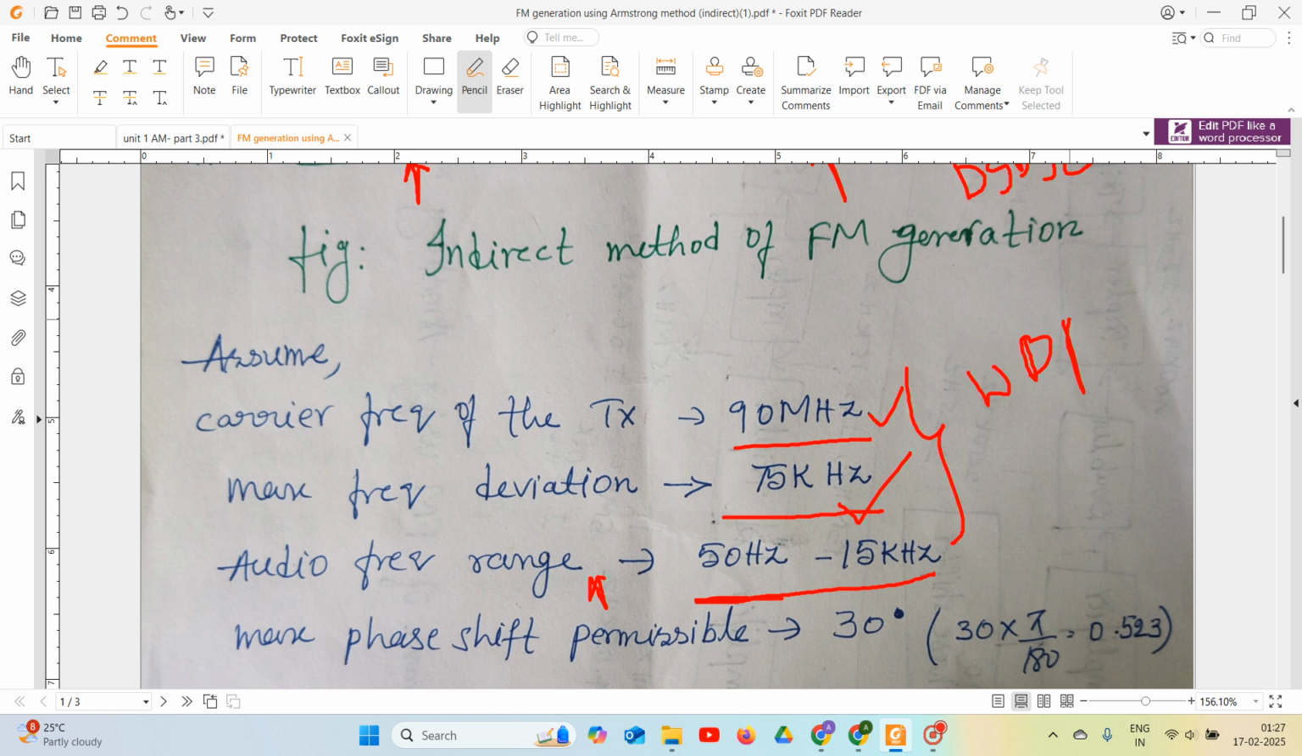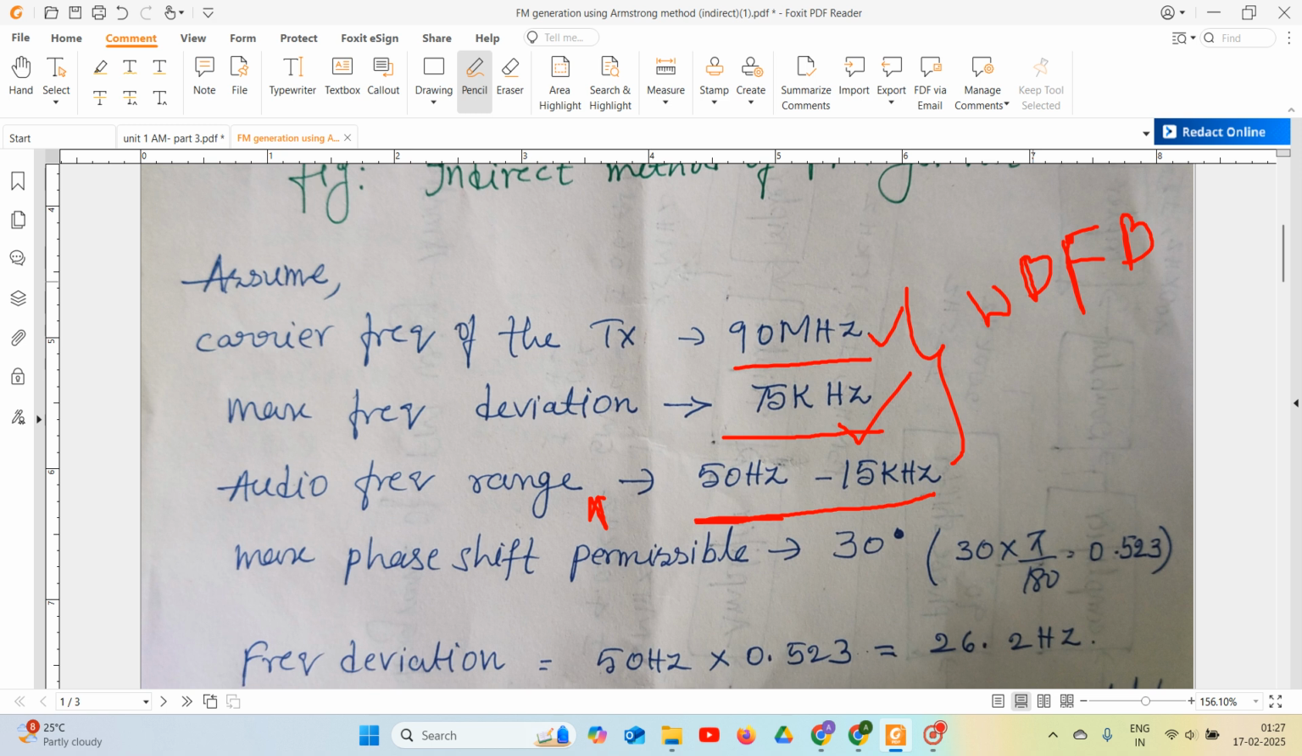We have two types of FM: one is narrowband FM and the other is wideband FM. Here we are going to generate wideband FM. In order to generate it, we need a phase shift, and the permissible phase shift is 30 degrees, in order to generate the exact FM signal without any distortion. So we need to maintain the 30-degree phase shift in our carrier signal in order to generate the exact original wideband FM signal. We represent this 30-degree phase shift in radians.